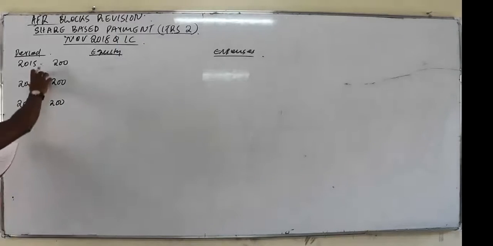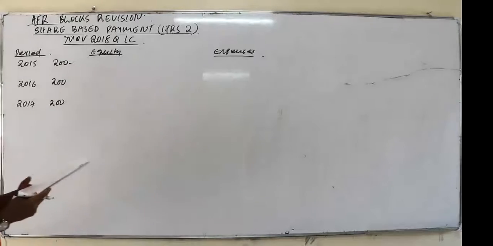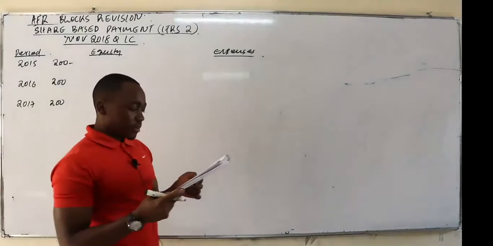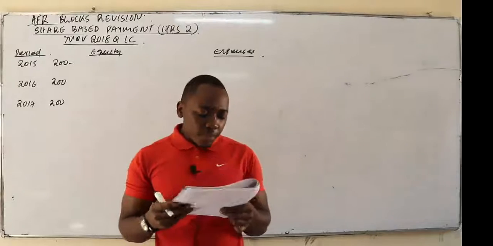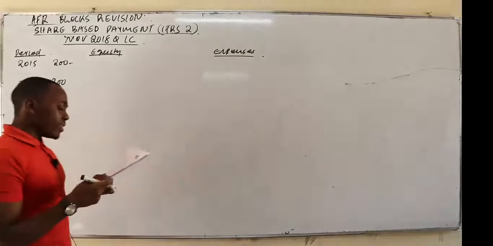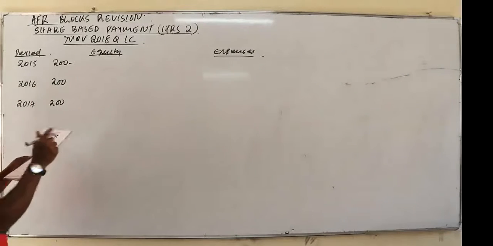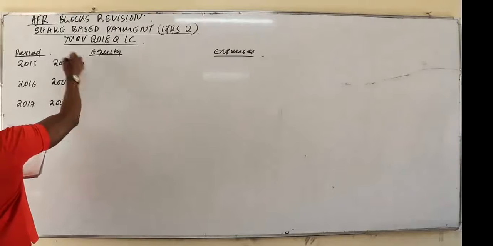So we had 200, we minus. Let's go to the 4th paragraph. You are told that 20 employees left the company during the year ended 1st December 2015. So in 2015, 20 employees left the company.